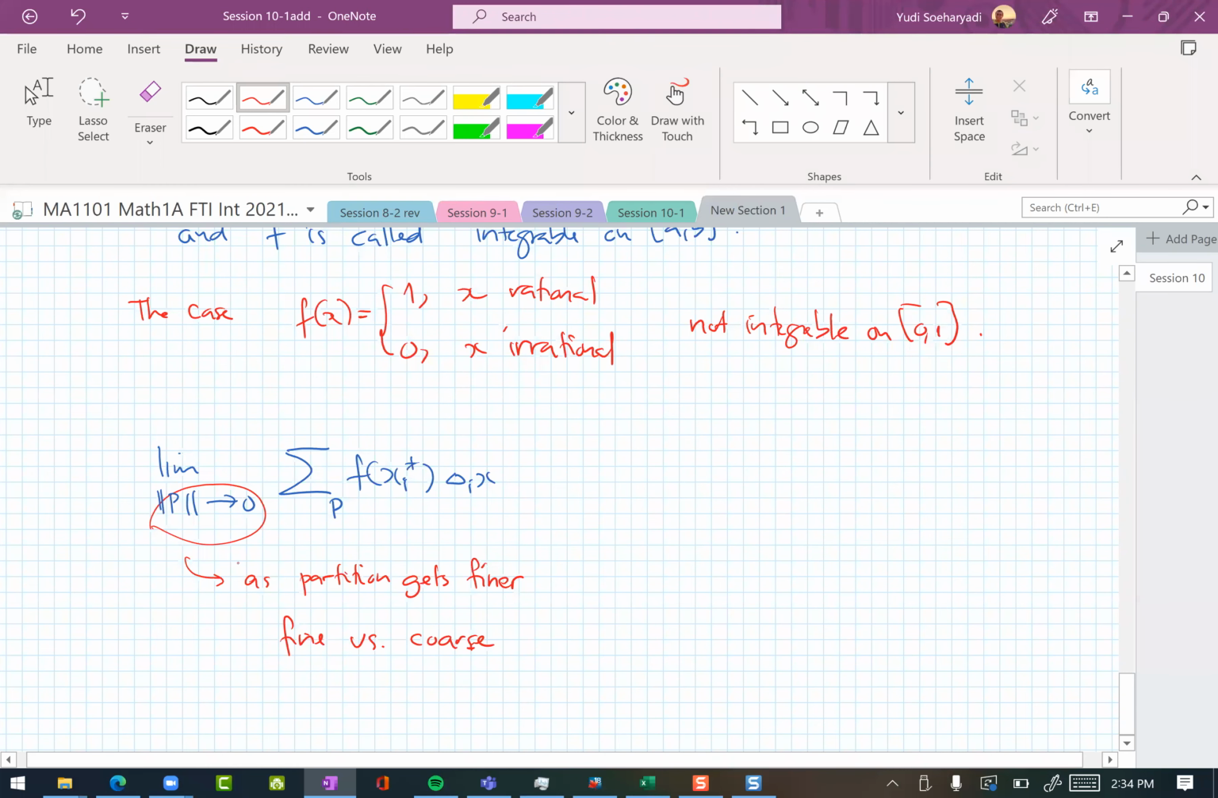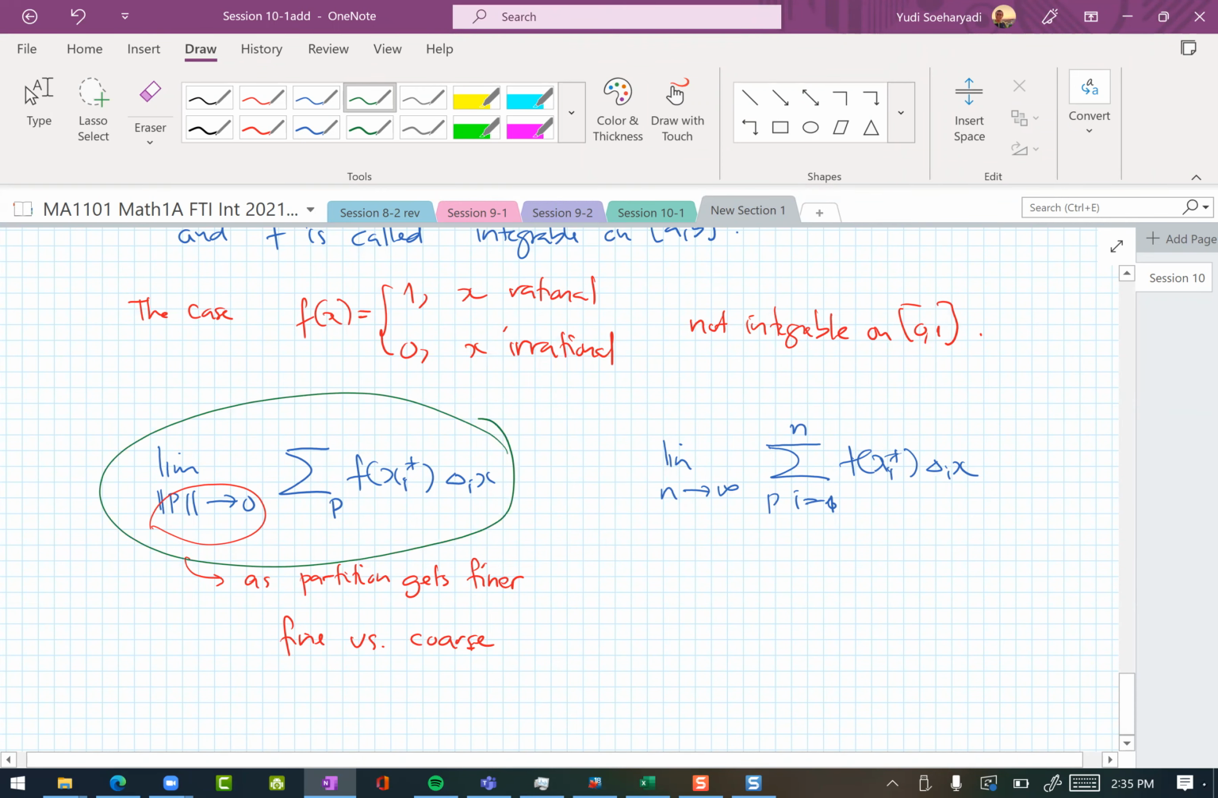So this is good. Now I want you to distinguish it from this one here: n goes to infinity, sum from i equals 1 to n. How are these two distinct? Okay, we will use this one.